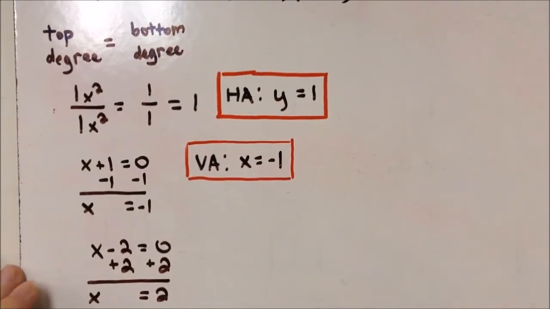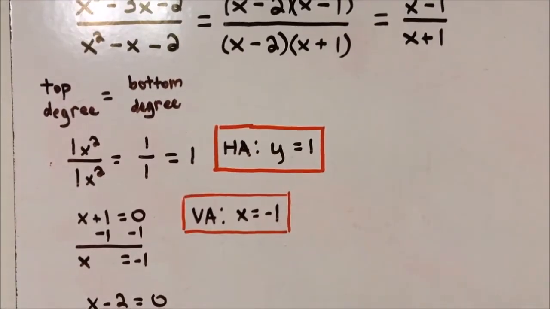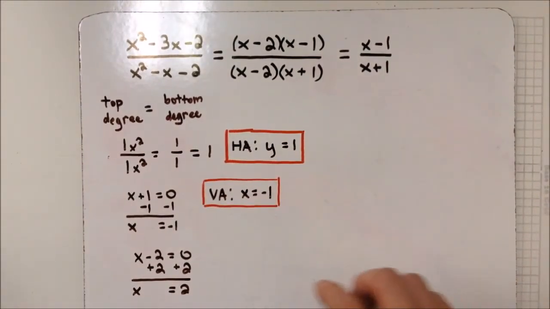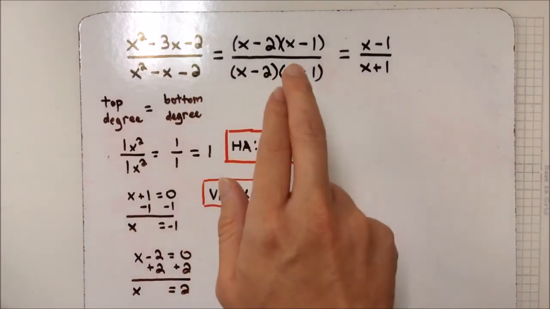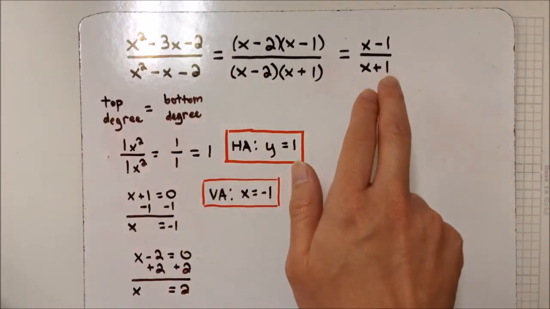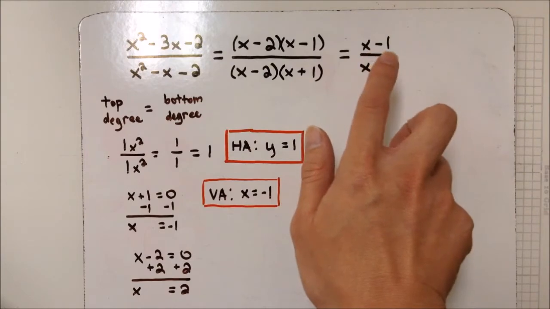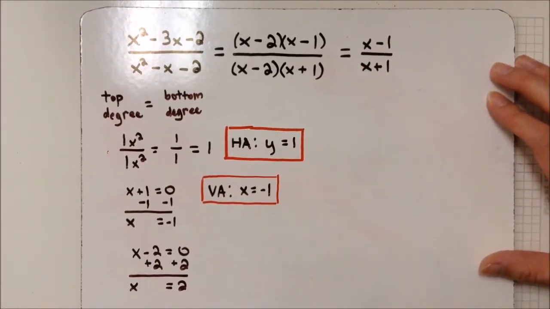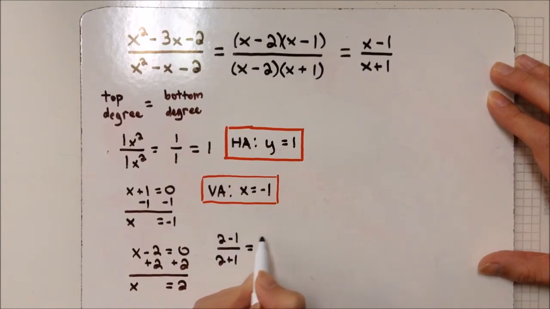Now what we're going to do is we're going to use this 2 in order to find the coordinate point. We're not going to use the original. We're not going to use the factor function. We're going to use the simplified function, x minus 1 over x plus 1. So we're just going to plug in 2 into the simplified function. So 2 minus 1 over 2 plus 1. Simplifying that, we're going to get 1 over 3.